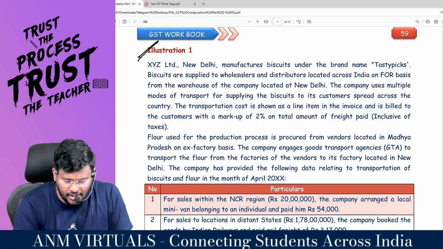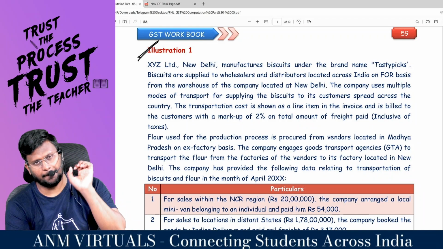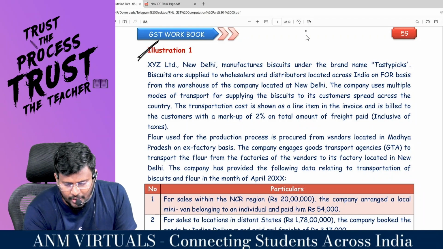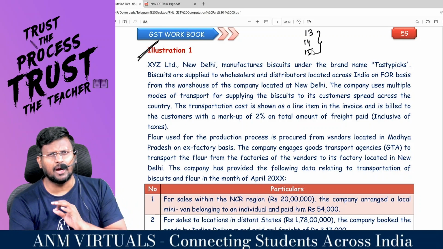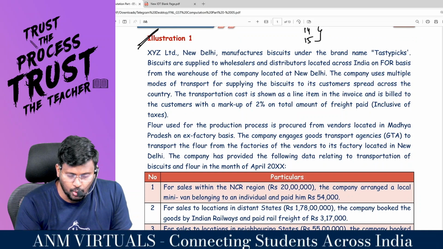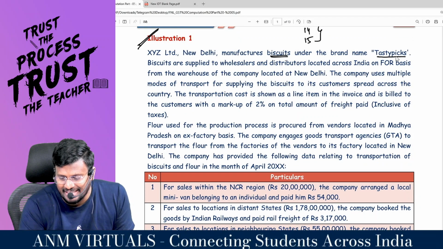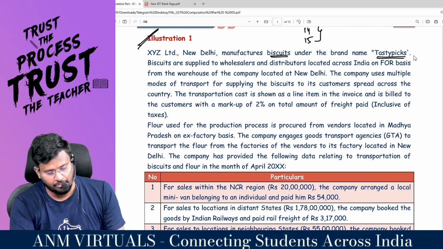So we are doing computation of GST payable. In that, we are into Part number 5. In Part number 5, we'll be doing Illustrations number 13, 14 and 15. Pakka brilliant, fantastic illustration. XYZ Limited, New Delhi, manufactures biscuits under the brand name Tasty Picks.